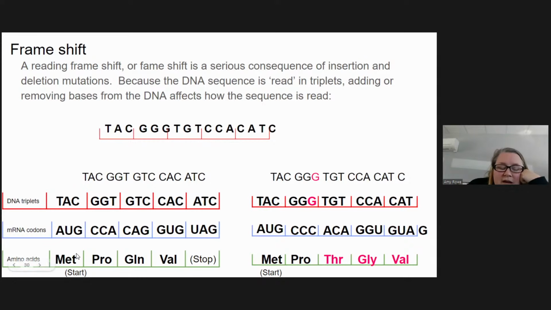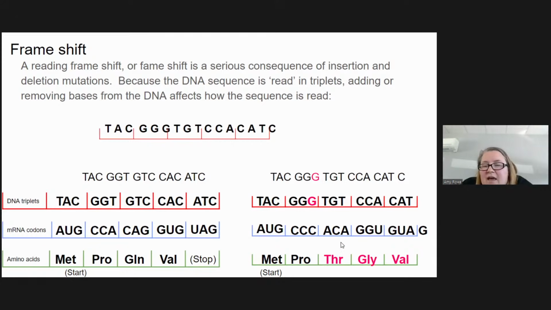Okay, our original strand, or our original gene, started with our start codon, methionine. We had proline, glycine, and valine, and then we reached the stop codon. In our mutated sequence, you can see we've still got our methionine, we've still got our proline, okay, but everything else after that is a different amino acid. We have threonine, we have, I can't remember what that one is, glycine, and then we have valine, okay, so they have all changed from the point of our mutation onwards, okay?